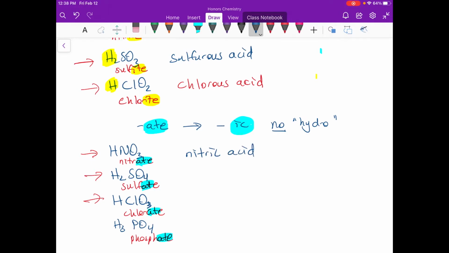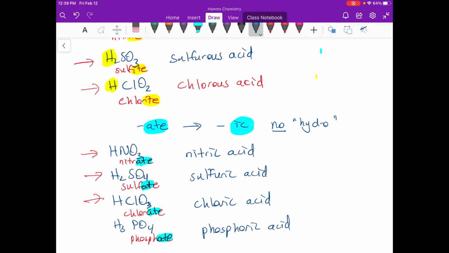Nitric acid, no hydro because it's not binary. Sulfate becomes not sulfic but sulfuric acid. Chlorate, chloric acid. Phosphate, not phosphic but phosphoric acid. Some students say these naming rules are too confusing. I'm just going to memorize the common ones. You can do that. It depends on how your brain works. I'm not a good memorizer, so I remember the rules and apply the rules.